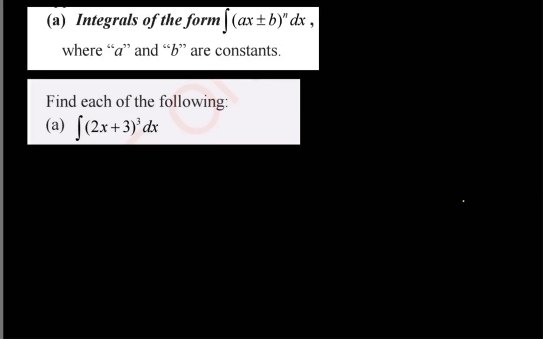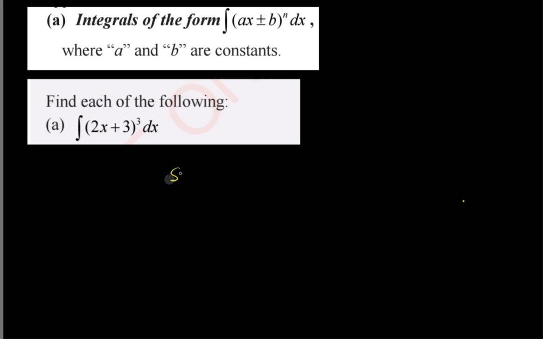Hello, welcome. This is the Hisabati Masterclass, and today we are going to discuss a very important topic, integration, and our subtopic for today's discussion is called substitution method.